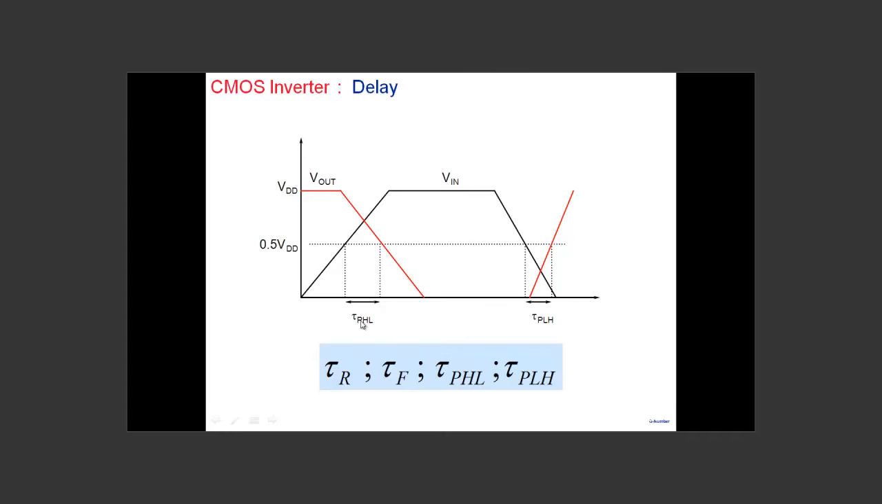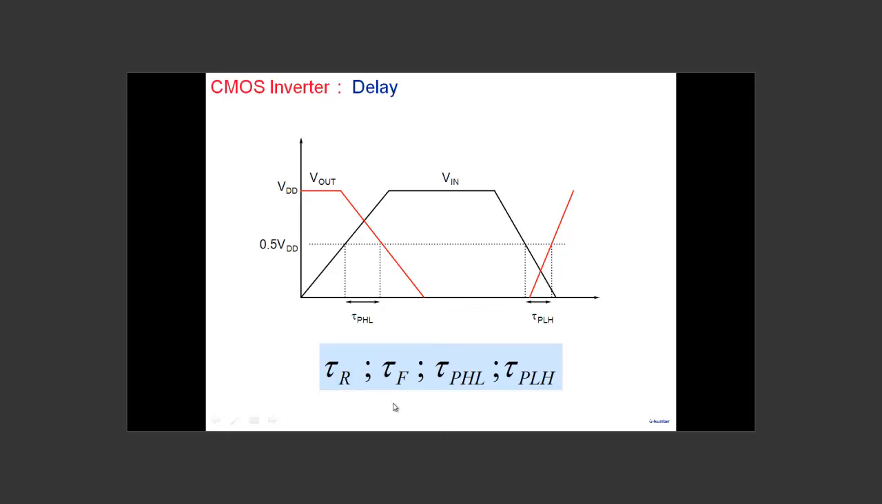The two is tau PHL, and similarly, when the output is rising, tau PLH is also from the 50% point to the 50% point. So these are the definitions for propagation delay, high to low and low to high. Besides that, we have the rise time that you see here, the time taken to go from 10 to 90%, and we have the fall time, again with 10 to 90% definitions.